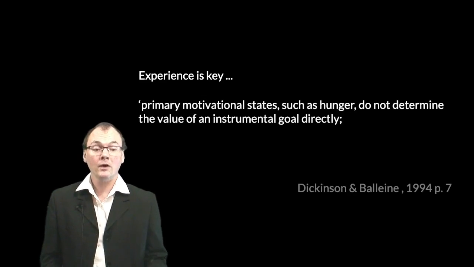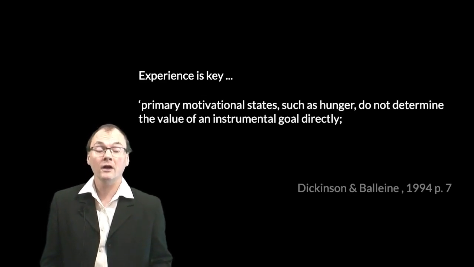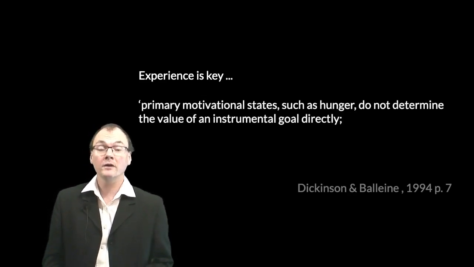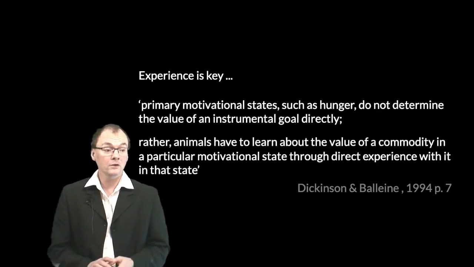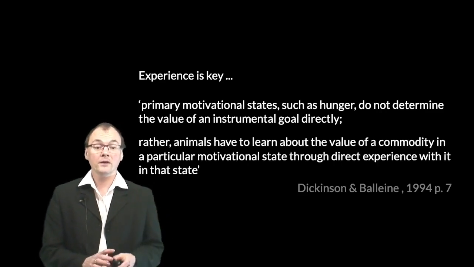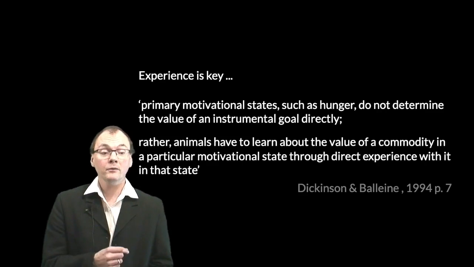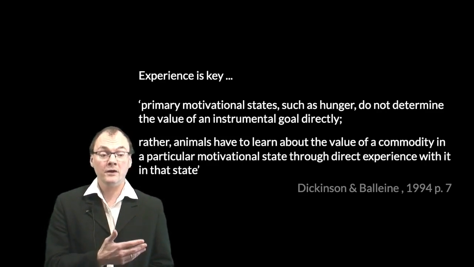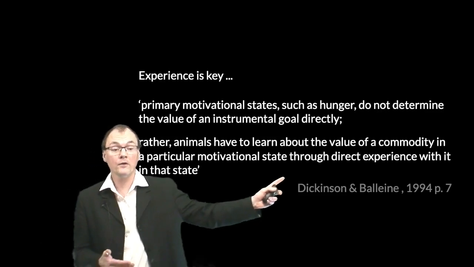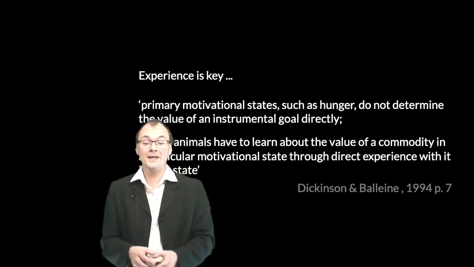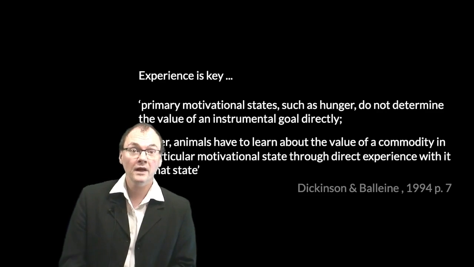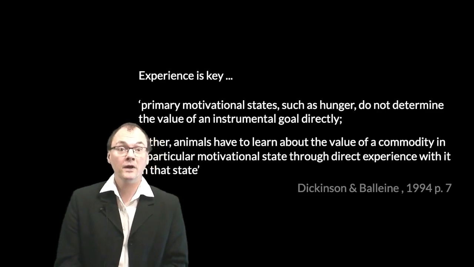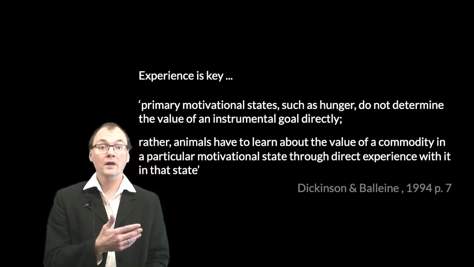They think that primary motivational states, such as hunger, don't directly determine the value of an instrumental goal. Instead, I already mentioned this, but it's giving you the key. Animals have to learn about the value of the goal commodity in a particular motivational state through direct experience with it in that state. So their idea here, I think, is relatively simple.